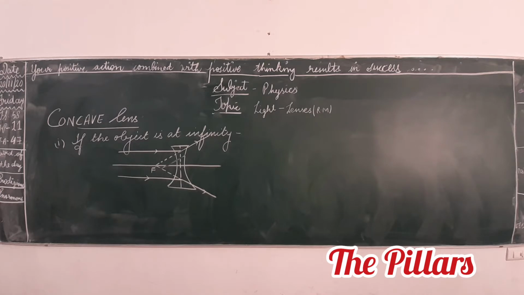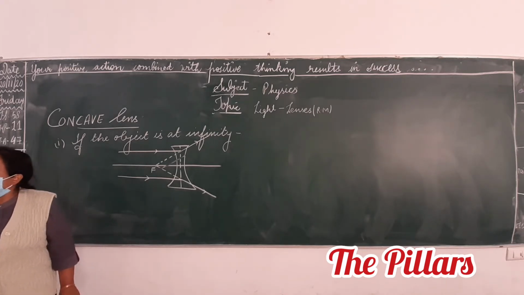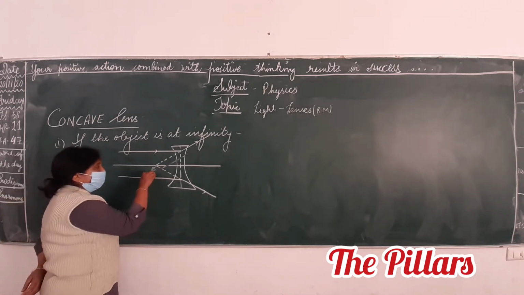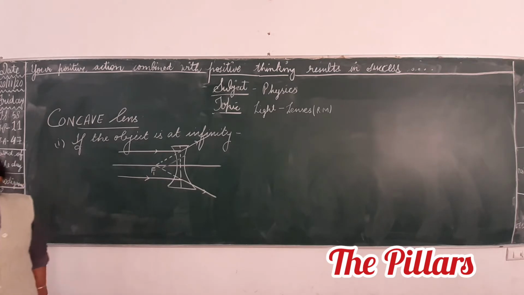Draw it, please. The image will be formed at focus. Which focus is this? F1, in front of the lens. Okay? Hurry up, please. Hurry up.